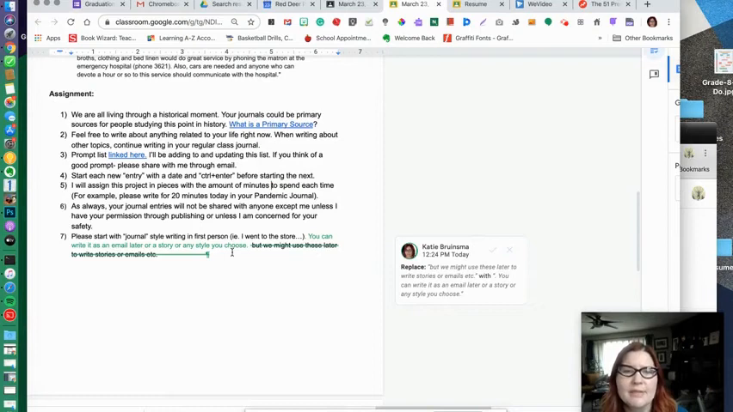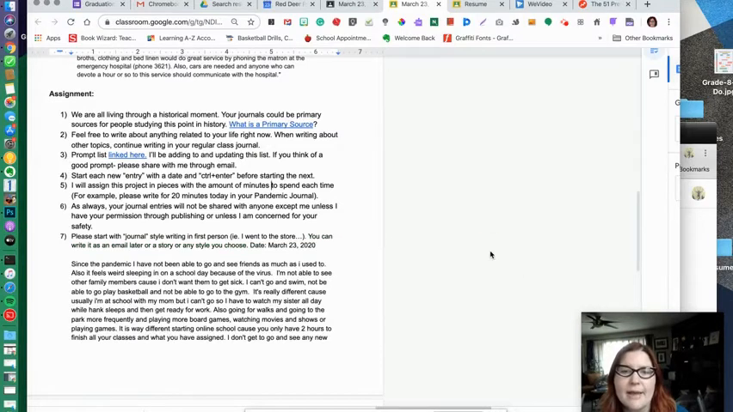Now on this one here, it says, please start your journal style writing in first person. Now the original second part here was, we might use these later to write stories or emails. I've suggested that it would be better written as, you can write it as an email later or a story or any style you choose. Now, if I agree that that's a better way to say that, I'm going to go ahead and click the check mark, and that will automatically change it to the way that I want. So that's this part right here. It's going to change to exactly what I want.